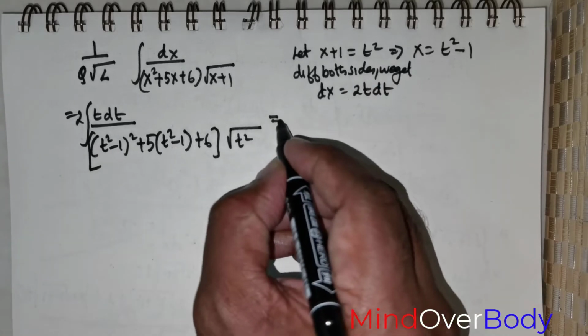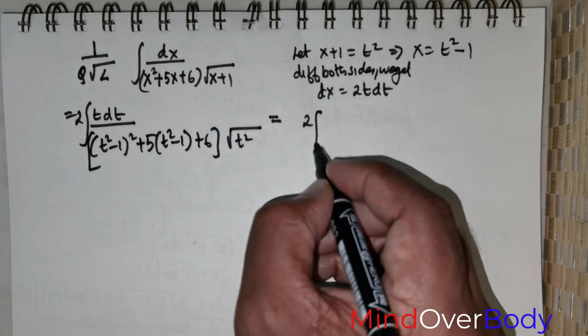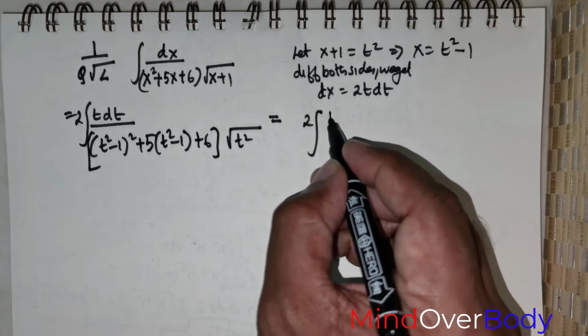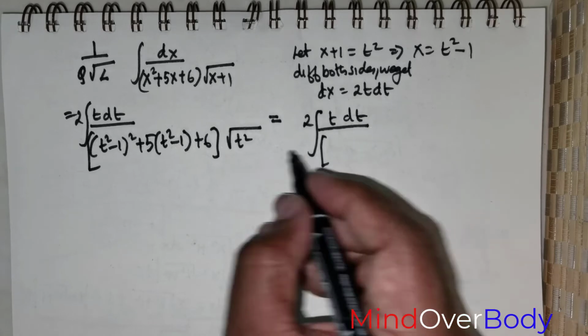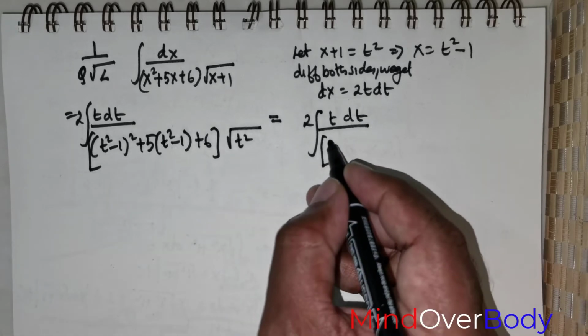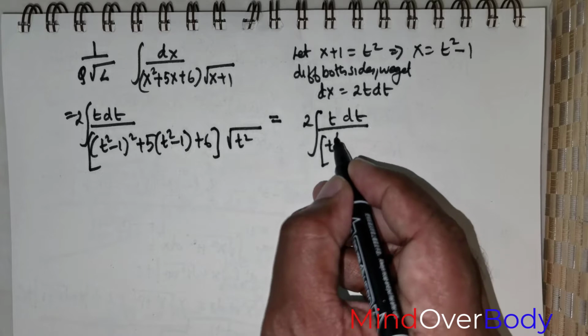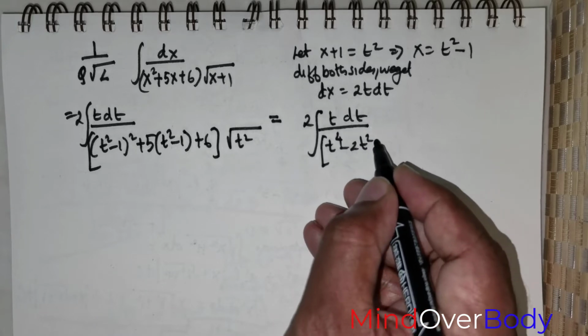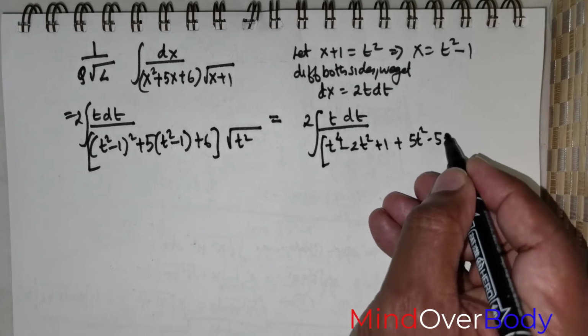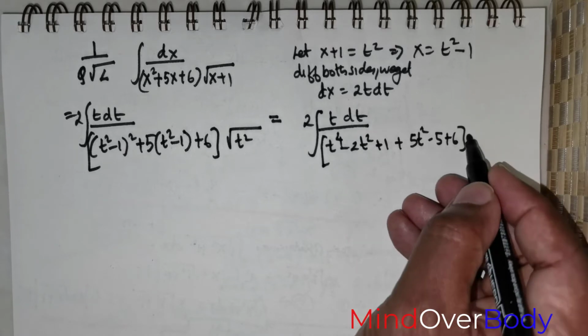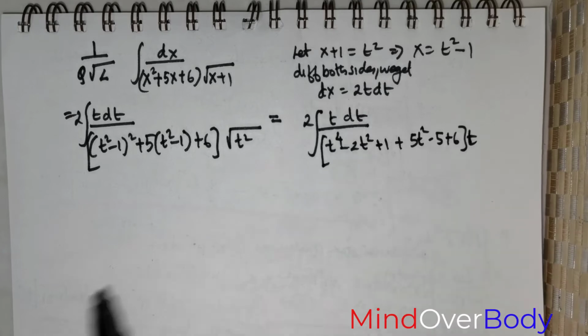So I can rewrite this to be as equal to 2 times integral, so t times dt divided by, now let me expand this t squared negative 1. So that's going to be t raised to the power of 4 negative 2 times t squared positive 1 positive 5 times t squared negative 5 positive 6 times root of t squared will give me t.